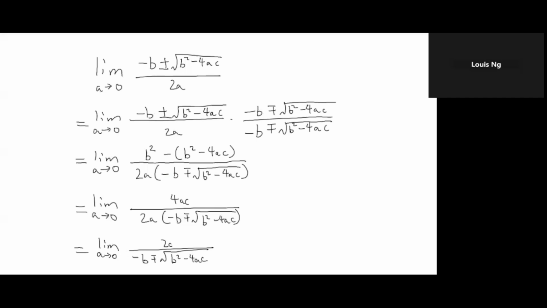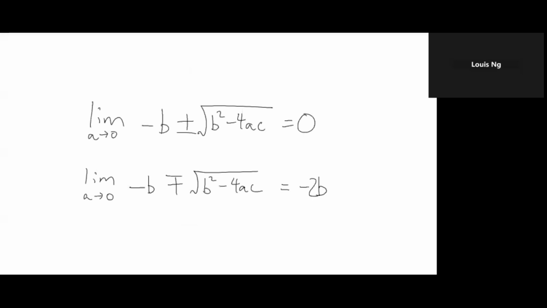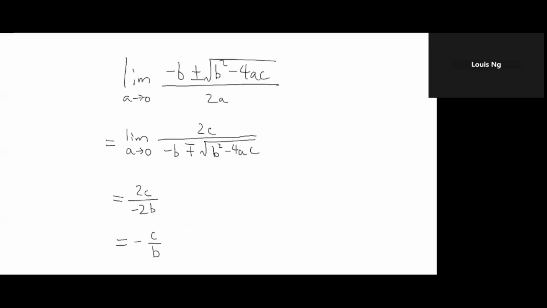Now, here is where we use the mental note from earlier. Remember that we want the plus or minus square root of b squared minus 4ac to end up being plus b. This means we want the minus or plus square root of b squared minus 4ac to end up being minus b. So the denominator of the expression from earlier ends up being negative 2b. So putting it together, we get 2c over negative 2b, which is negative c over b, exactly what we expected from solving that linear equation.